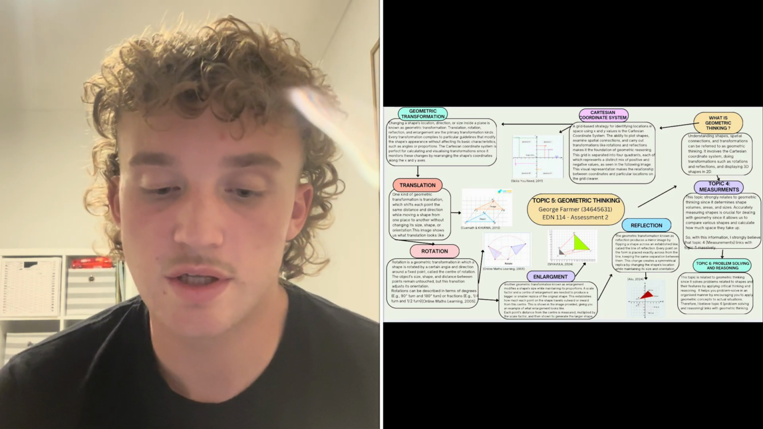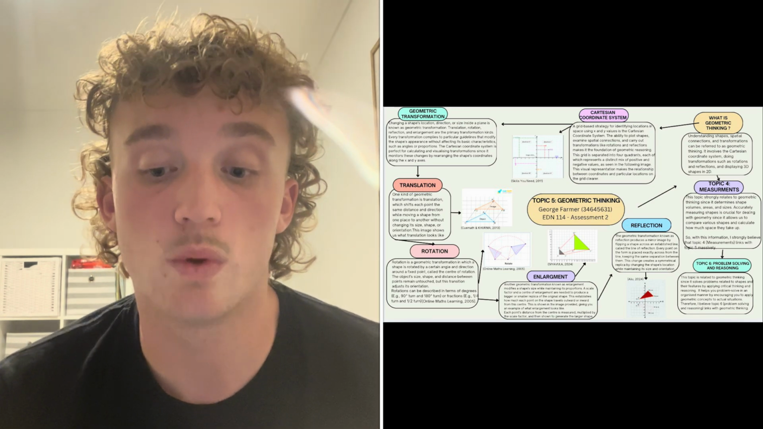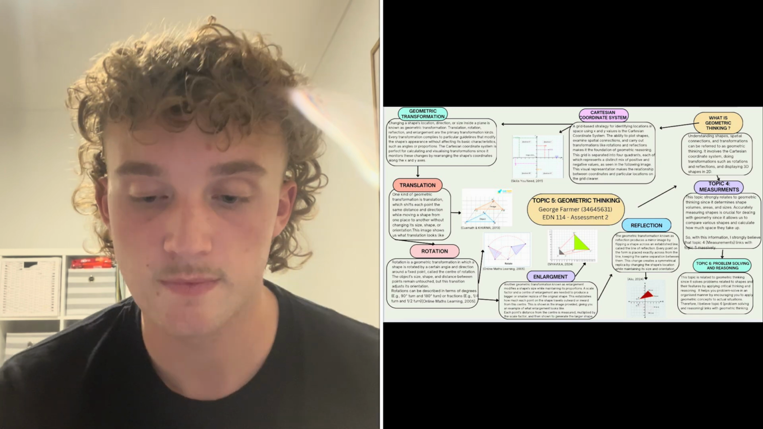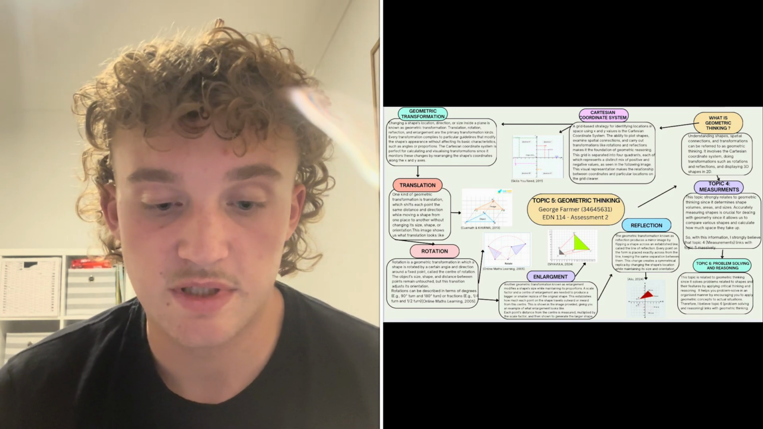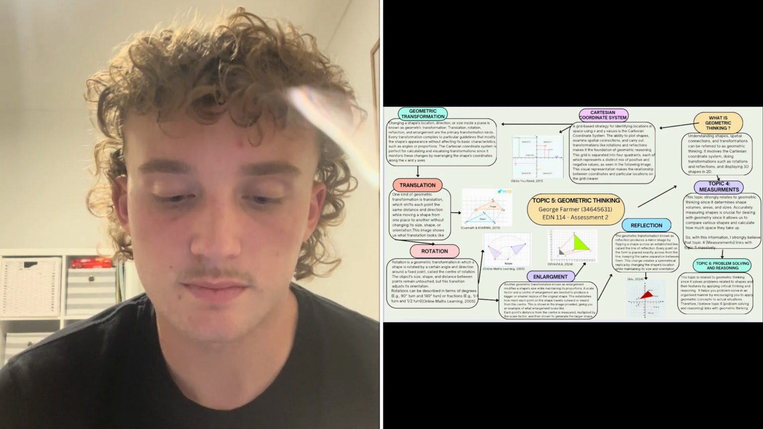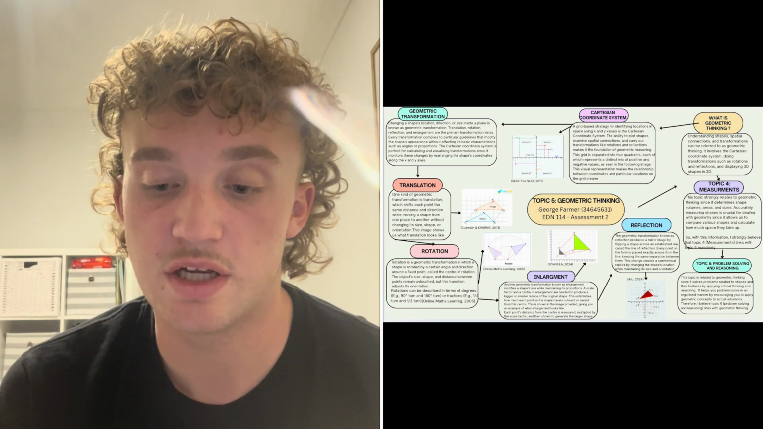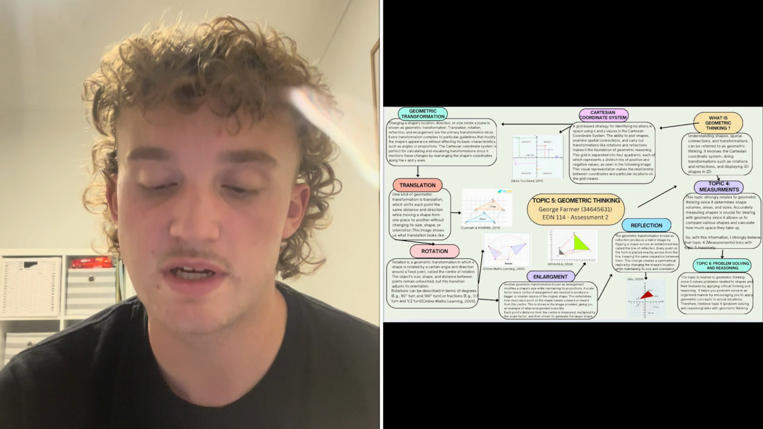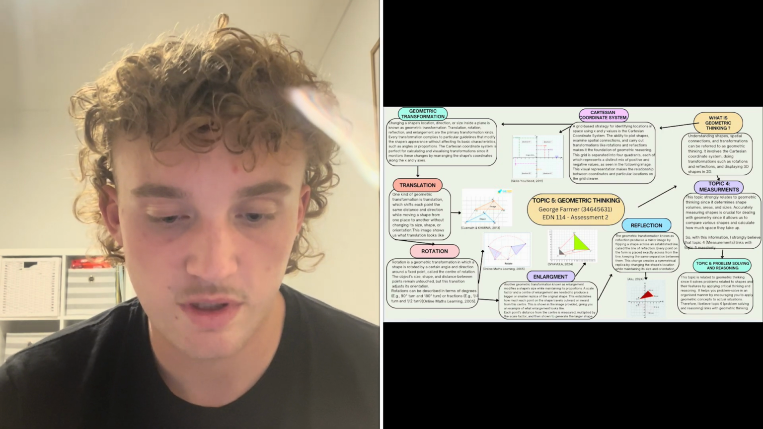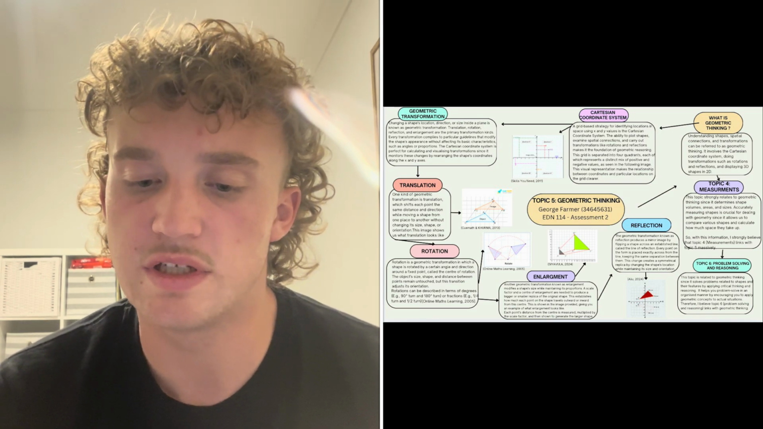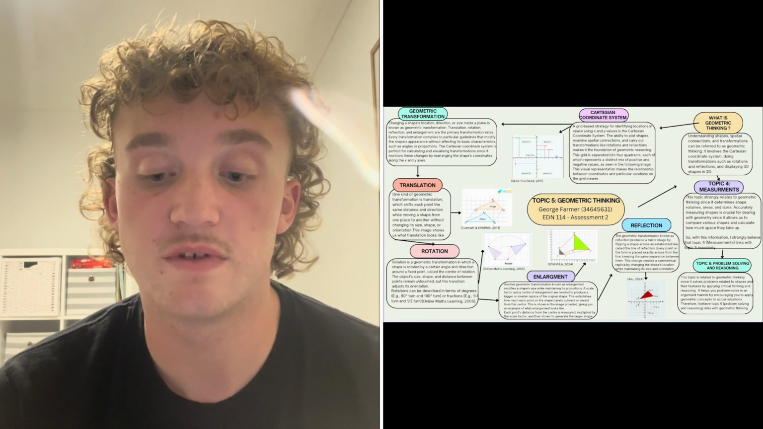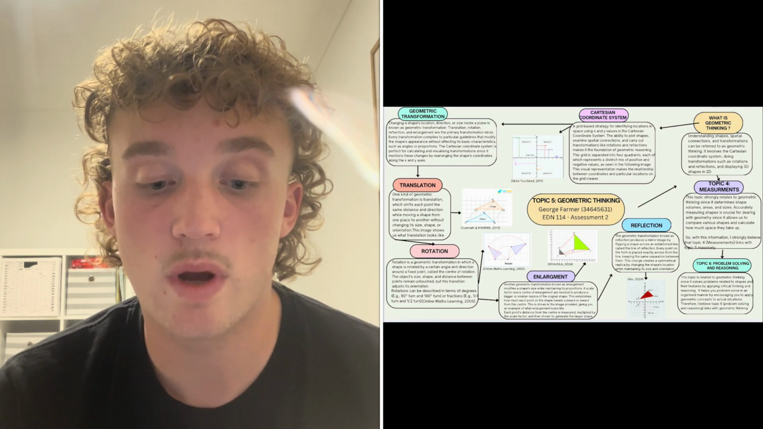Rotation. Rotation turns a shape around a fixed point called the center point of rotation by a specific angle. The shape keeps its size and distance between points but changes orientation. For example, rotating a square 90 degrees around its center moves each point, yet the square remains the same.